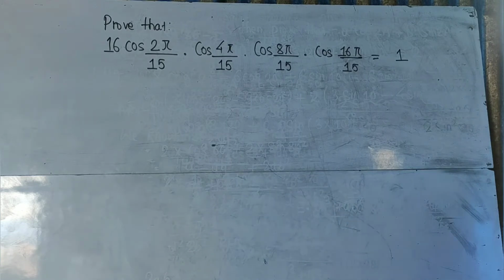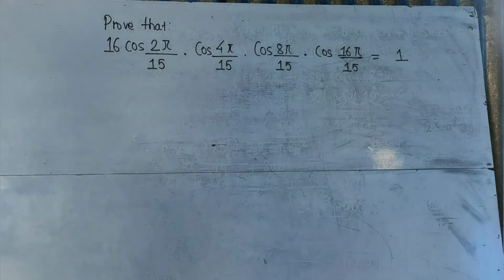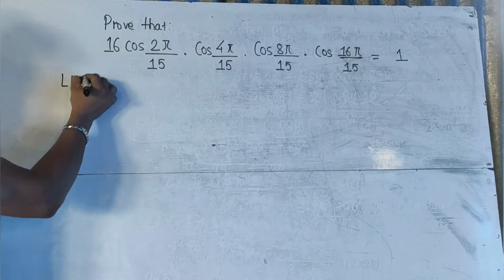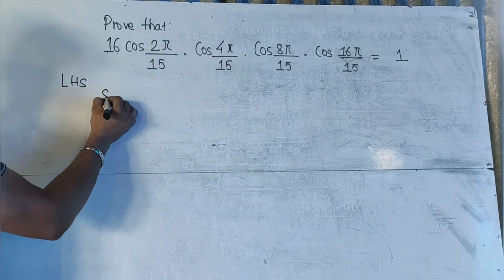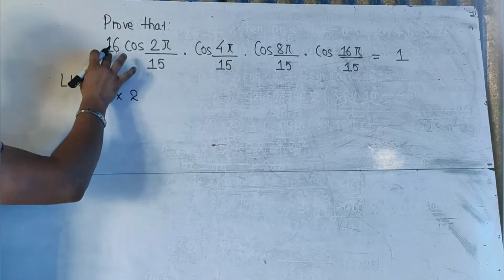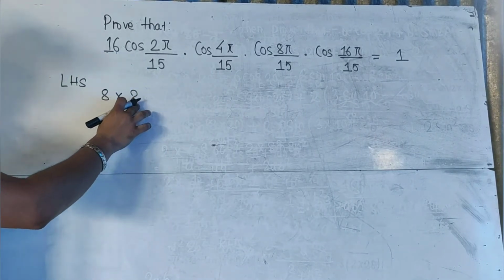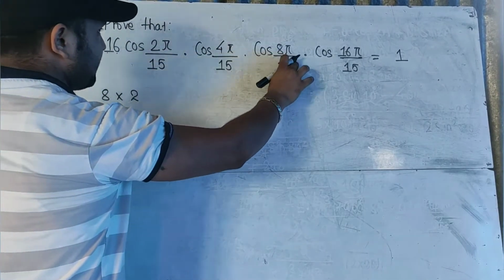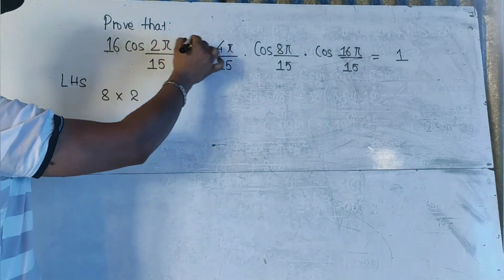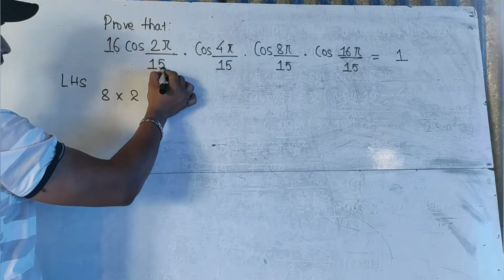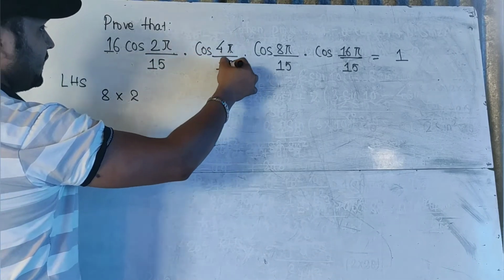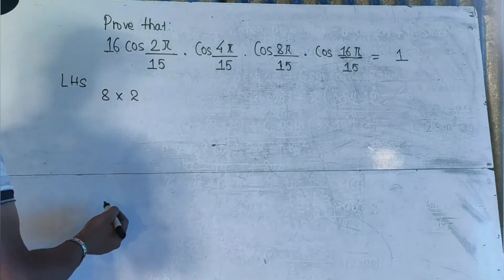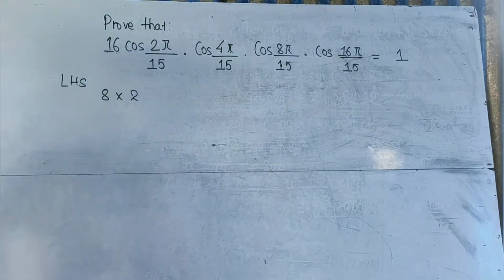The question that is seen on the board can be quite time consuming, but still it's not that difficult. We start from the left hand side. You have here 8 here, which can be written as 8 into 2. Let's say you have 16 here, which can be written as 8 into 2. We have cos 2 pi by 15, 4 pi by 15, 8 pi by 15, 16 pi by 15. You can see that they are being doubled. 2 pi by 15 into 2, 4 pi by 15 into 2, 8 pi by 15 into 2, 16 pi by 15. So if you have this way, then you have to multiply the numerator and denominator by a certain number.